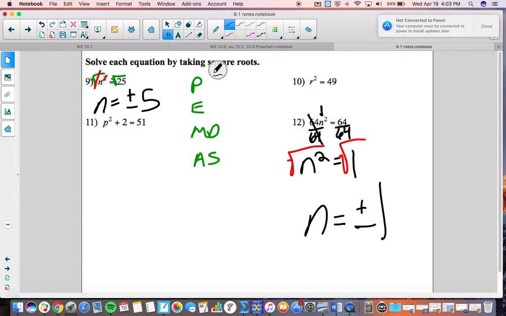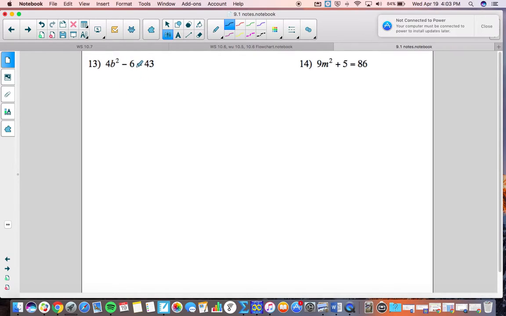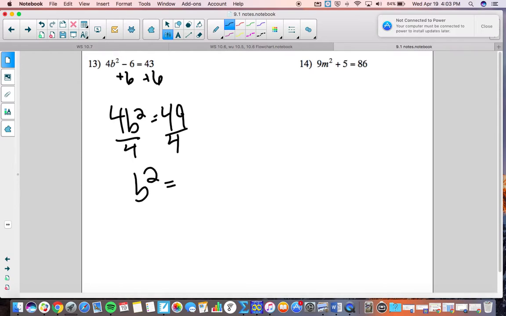If you plugged in a negative 1 here and used parentheses around it, if you took 64 times parentheses negative 1 and parentheses and squared that, you will get 64. Here, we would add 6 first. Divide by 4, we get b squared equals 12.25. Yes, we can also square root decimals.